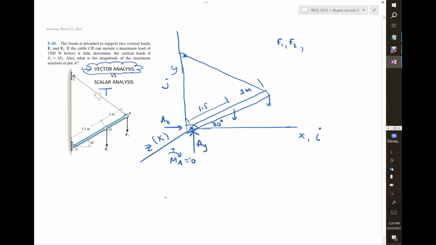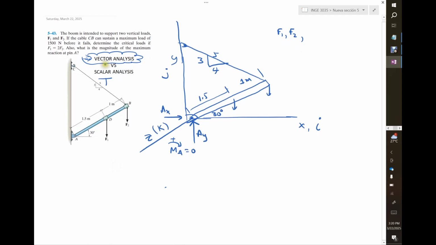So what else do we have? This tension has a slope, according to the diagram, of 3, 4, 5, and that's basically it. Now here's the story. We're going to do vector analysis. Vector analysis requires that you take the cross product between what we call the arm and the force vector, and this is the tension. The tension is, according to the problem, 1500 Newton.